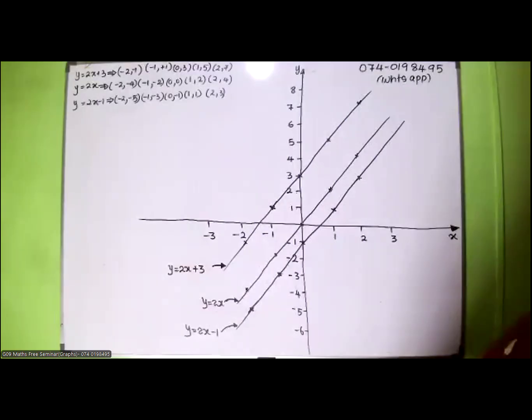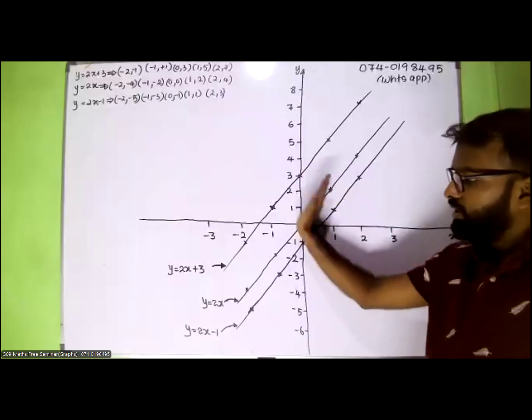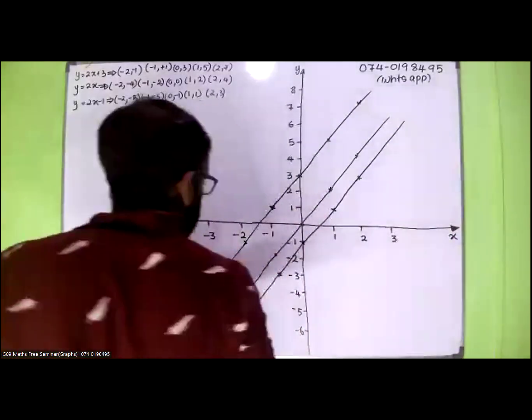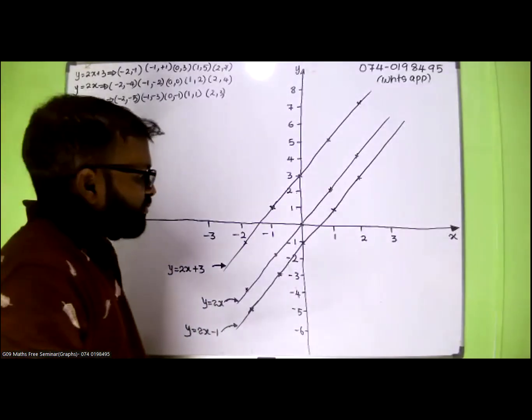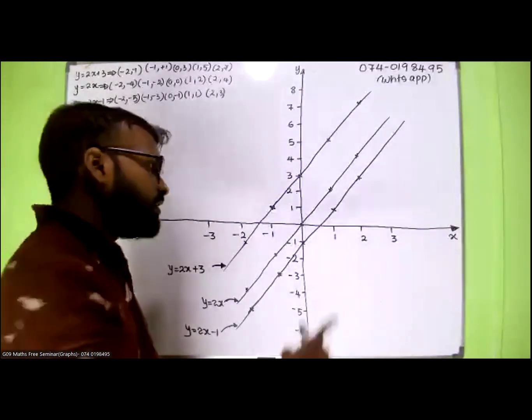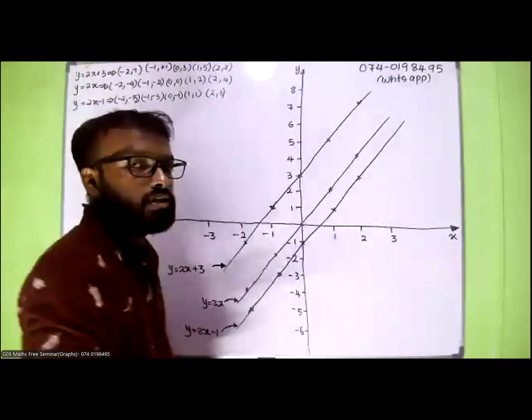Now, what is the special thing that you can identify by looking at this? What can you see? All of these three lines are parallel. If you draw that, you can identify it. You need to check whether your graphs are parallel or not. So you can see these three lines are parallel to each other.